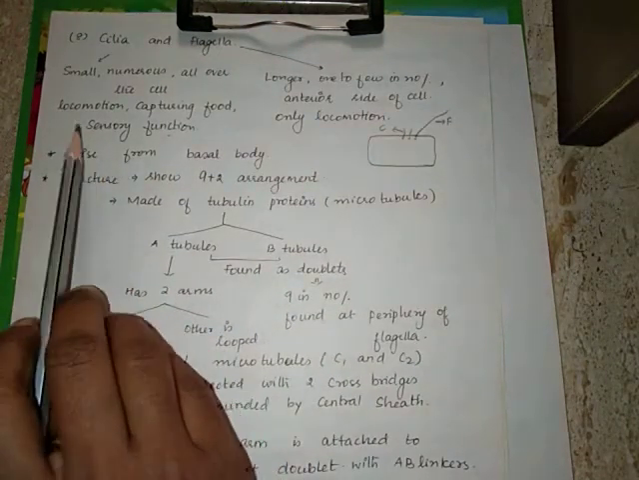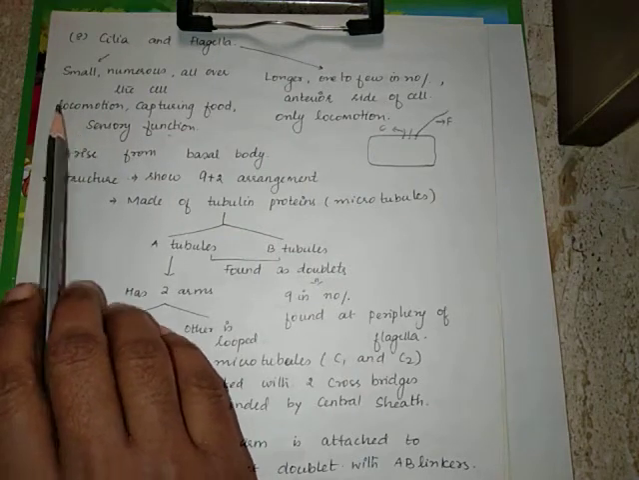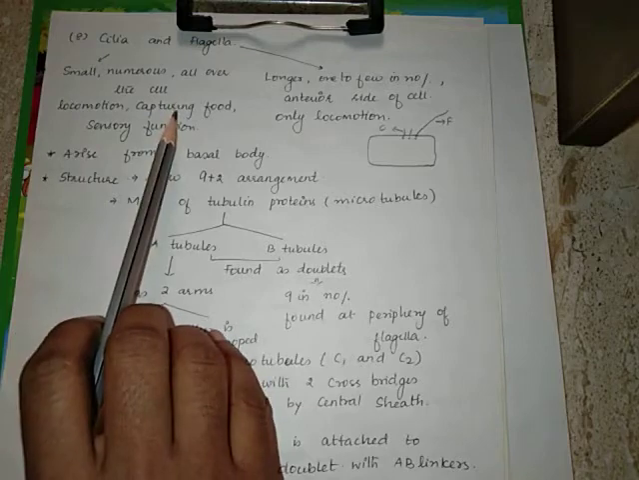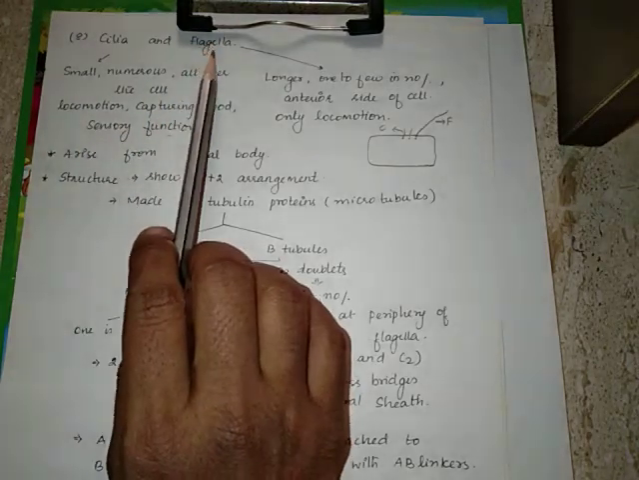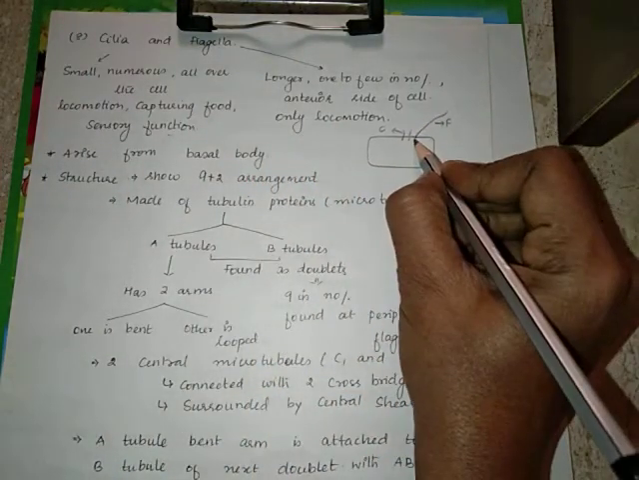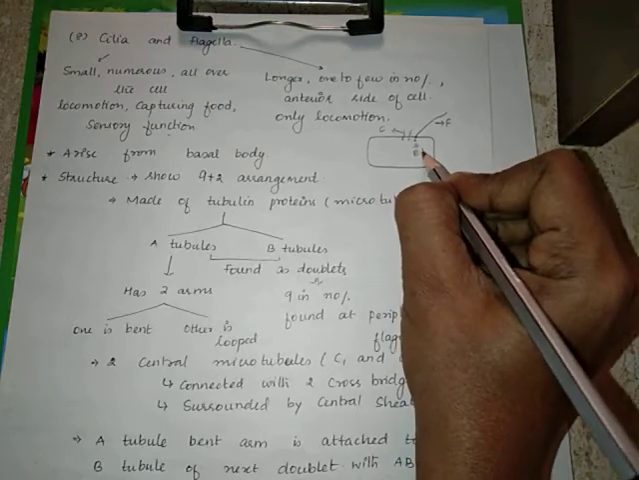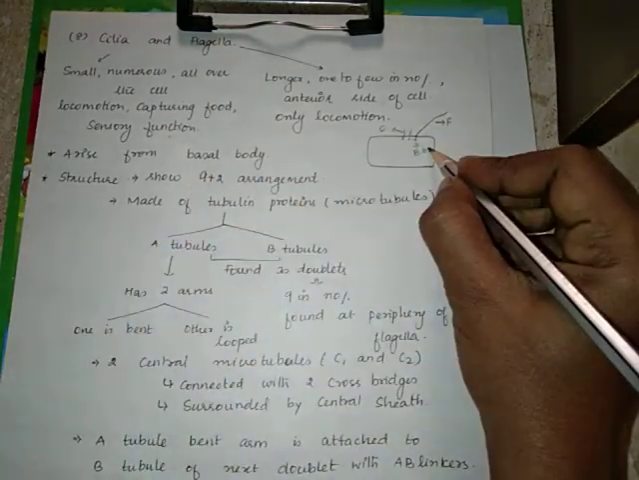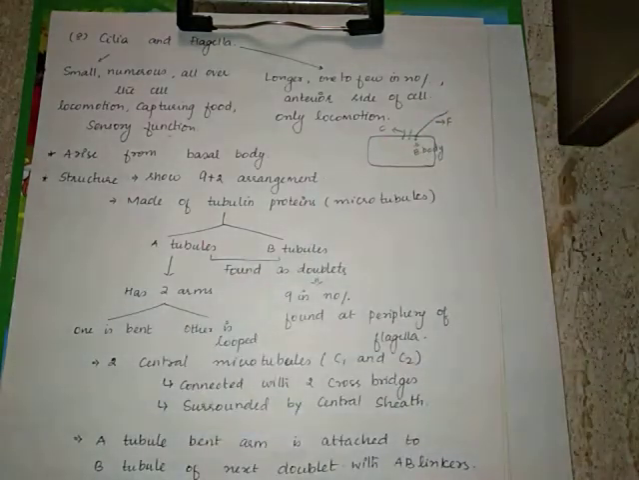The functions of cilia in a eukaryotic cell are locomotion, capturing of food, and they can also be sensory in function. The function of flagella is only locomotion. They arise from the structures represented by the dots here, the basal body. The basal body is the structure from which the cilia and flagella arise.